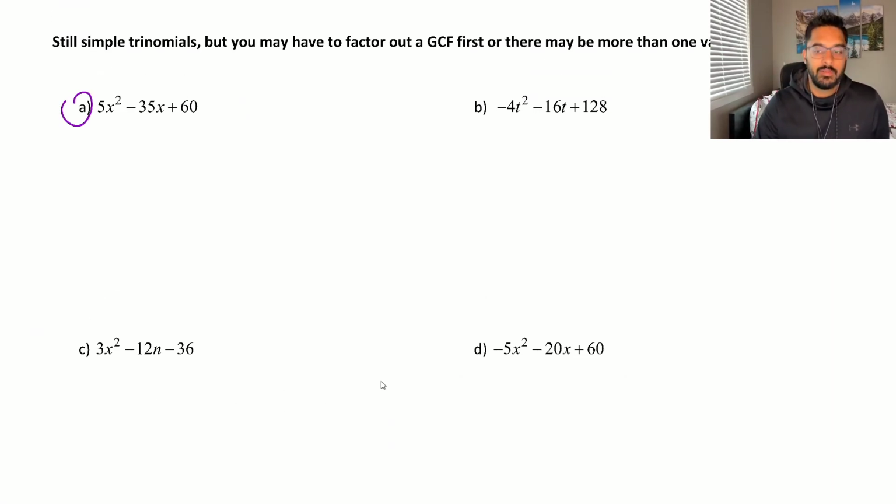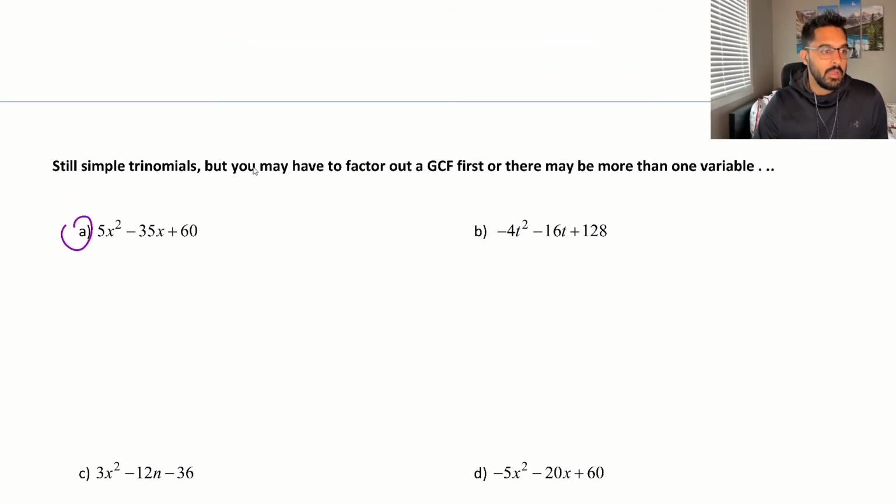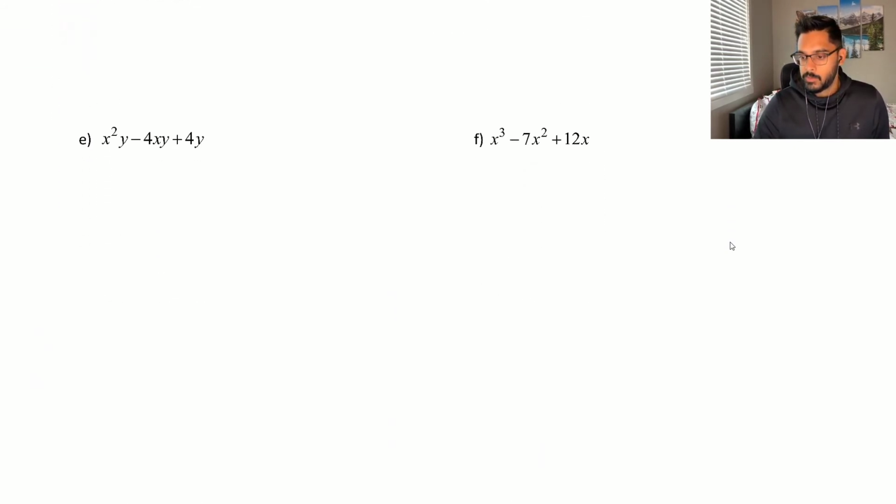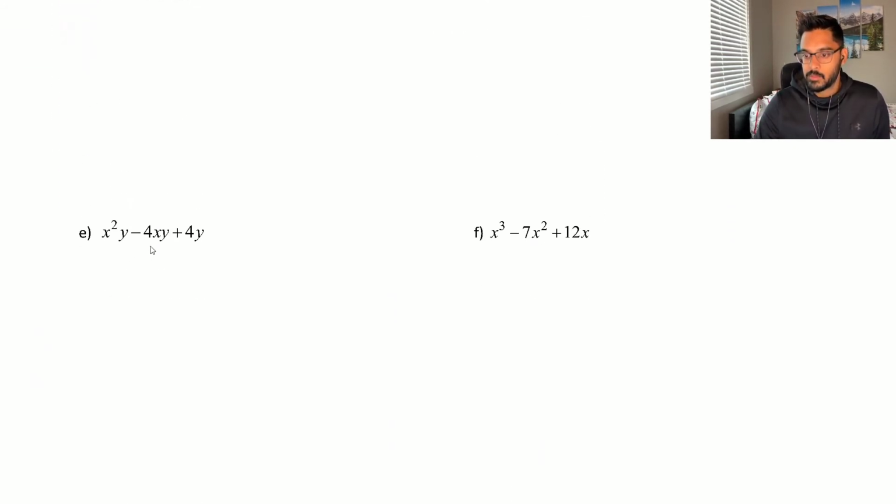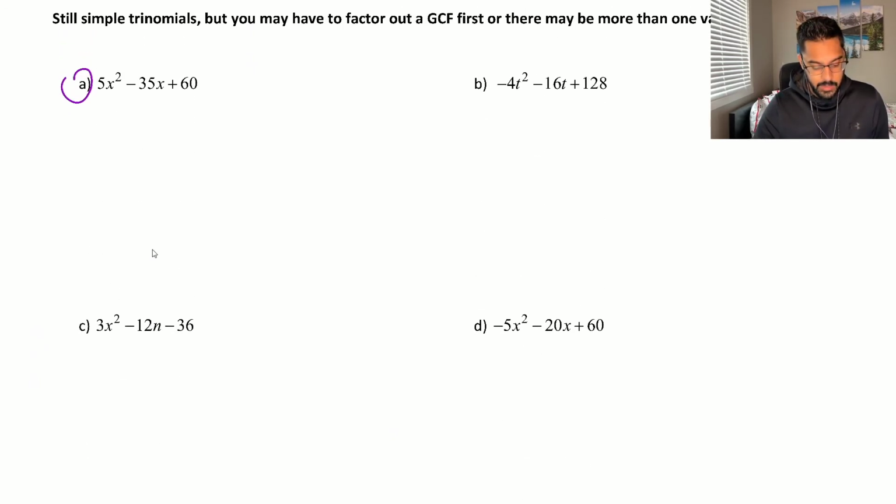So these are still what we call simple trinomials. However, you may have to factor a greatest common factor out first, or there may be more than one variable. I don't know if there is some with more than one variable, so maybe I'll leave that one as a challenge one for some people. And again, I'll put the answer in there as well.